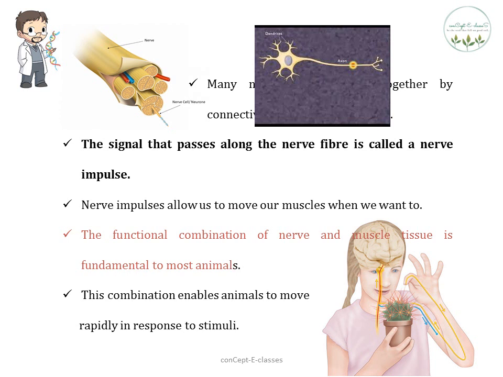So the functional combination of a nerve and a muscle tissue is fundamental to most animals. This combination enables animals to move rapidly in response to a stimulus.